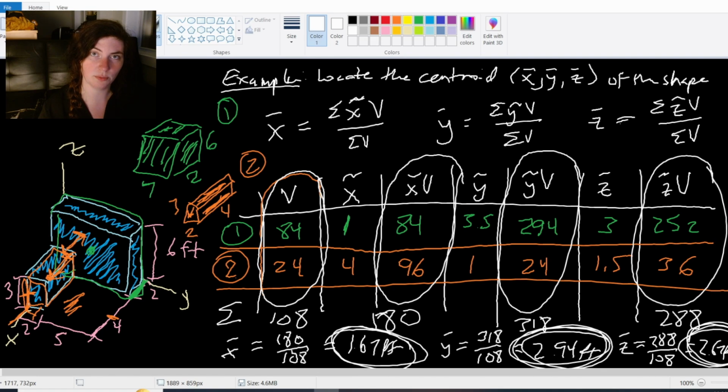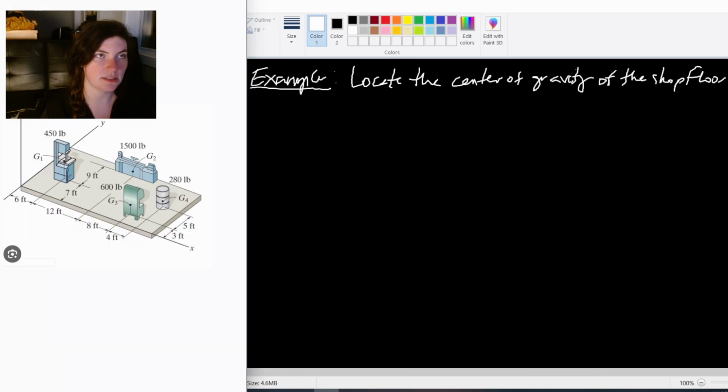To our next example. So for our last example, we're going to be looking at a little more of a real world type of situation. Where we have this shop floor, there are a bunch of really heavy objects on it, and we want to locate the center of gravity on this shop floor, which could be very useful, very practical for us as engineers, because maybe the shop floor is overloaded, maybe the center of gravity is in the wrong place for the loading of the beams and hoists and everything that is underneath.